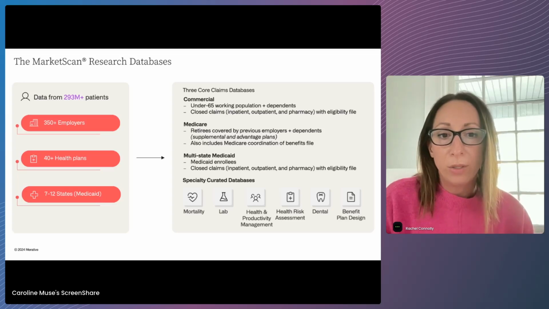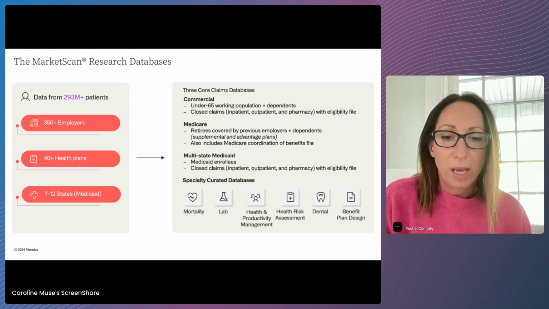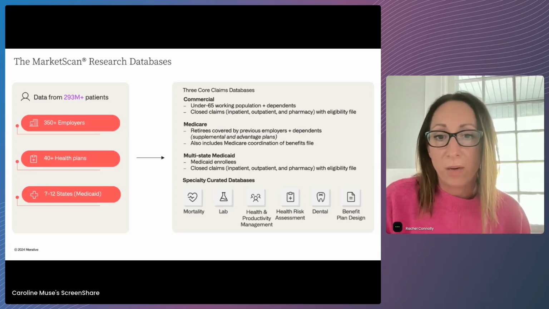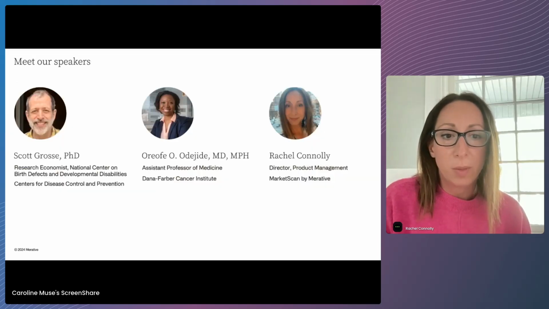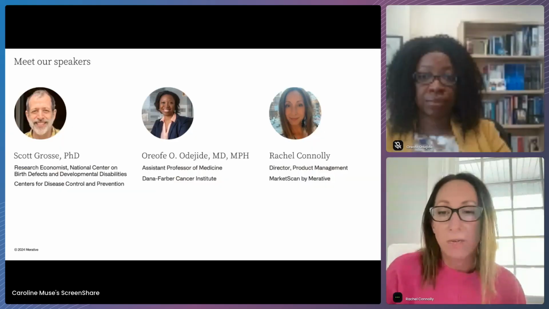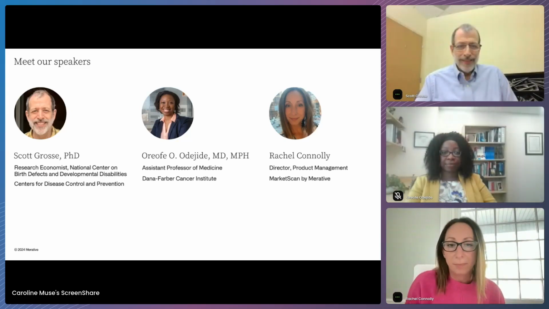Real-world data, including databases like MarketScan, have played a critical role in informing treatment guidelines and in improving patient outcomes. However, for us to truly advance population health, we need to be able to understand mortality. And despite mortality being one of the most objectively measurable endpoints in research, finding quality research-grade mortality data can be a challenge. Today, we have two really great speakers joining us to share their experiences and explore how we can advance research with mortality data.